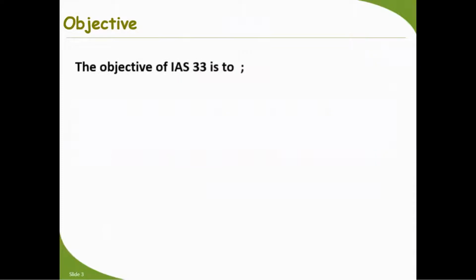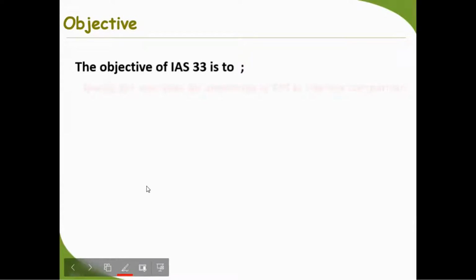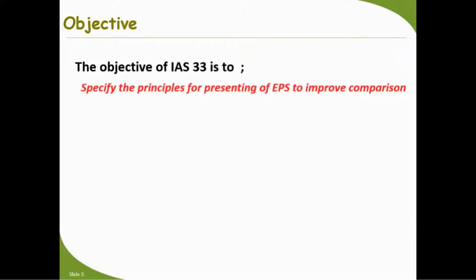questions. So let's start. What is the objective of this standard? The objective of IAS 33 is to specify the principles for presenting EPS to improve comparison. Now, the objective of this standard is to describe principles for what? Presentation of EPS.